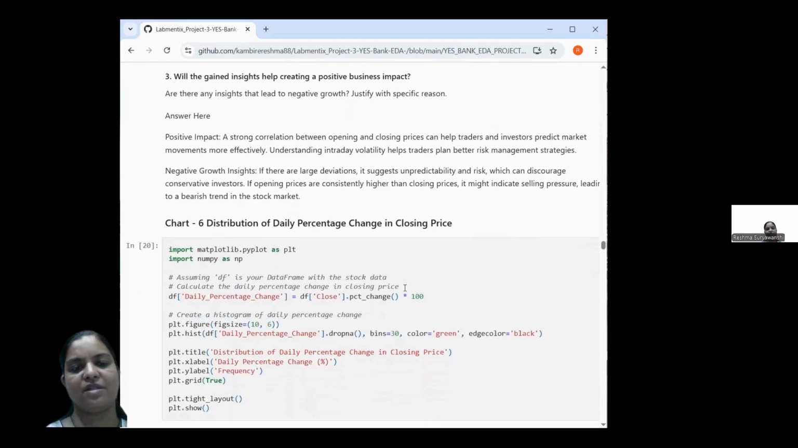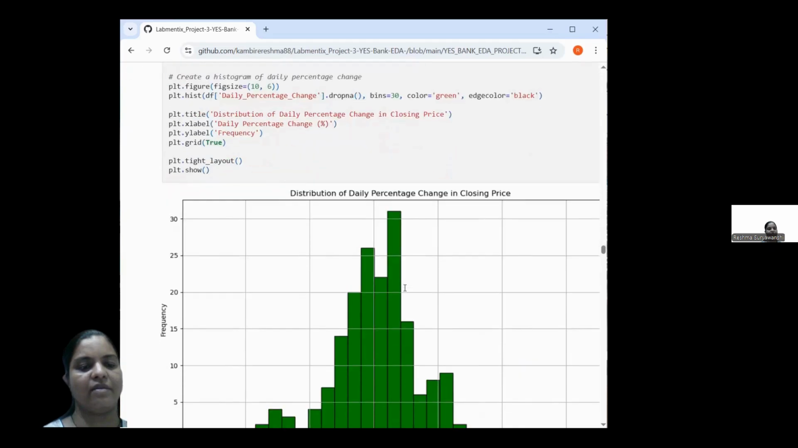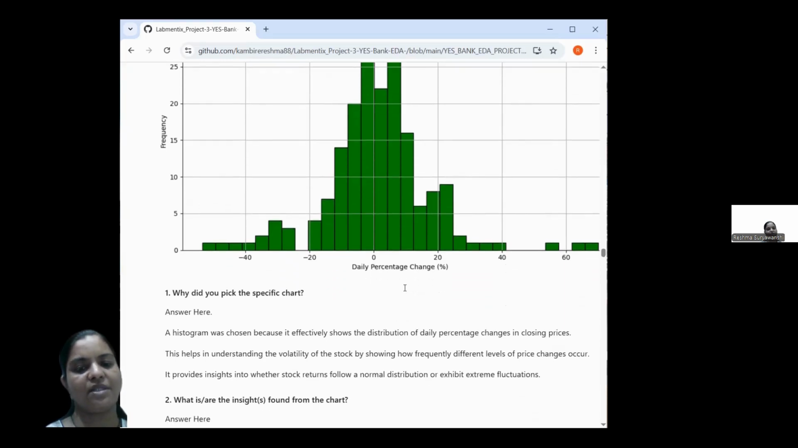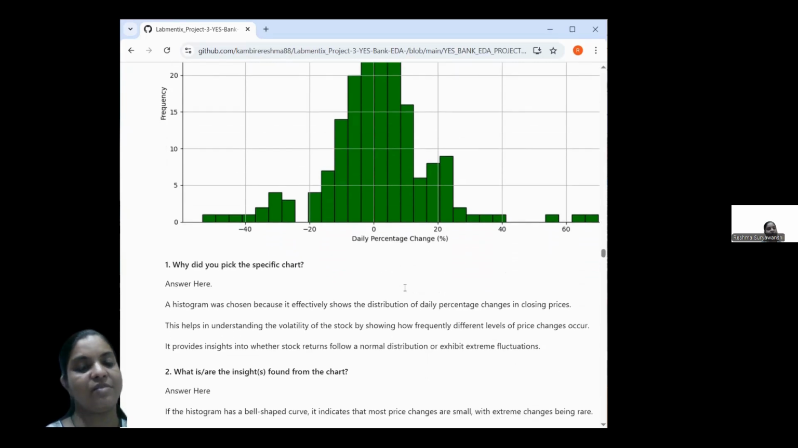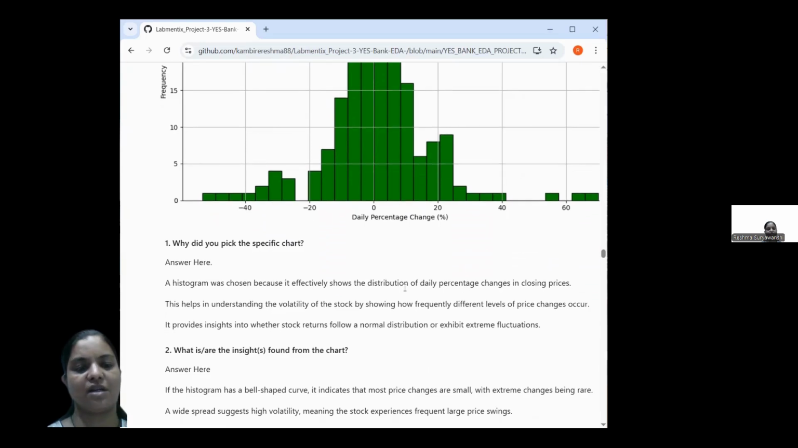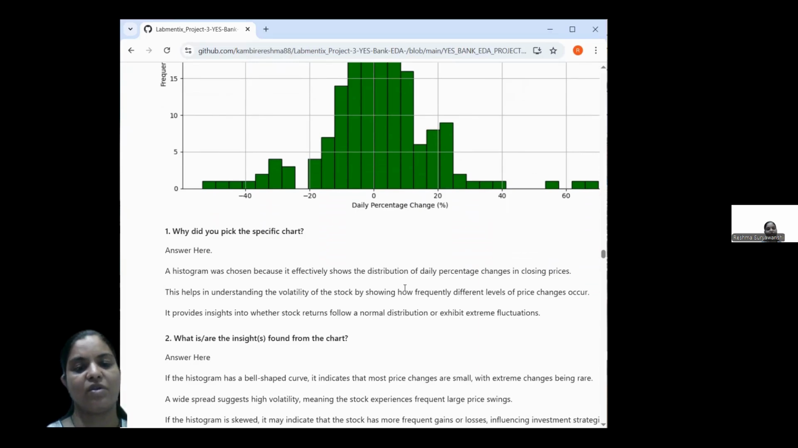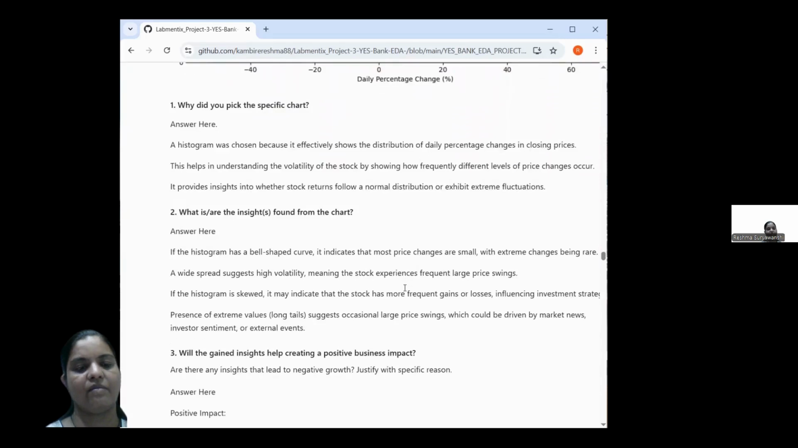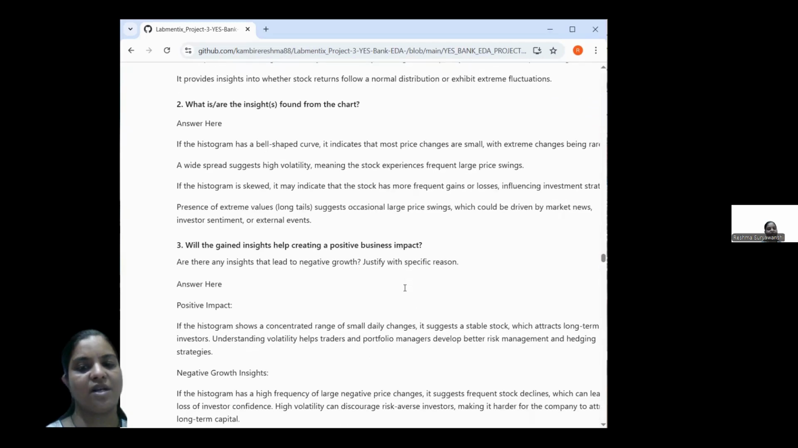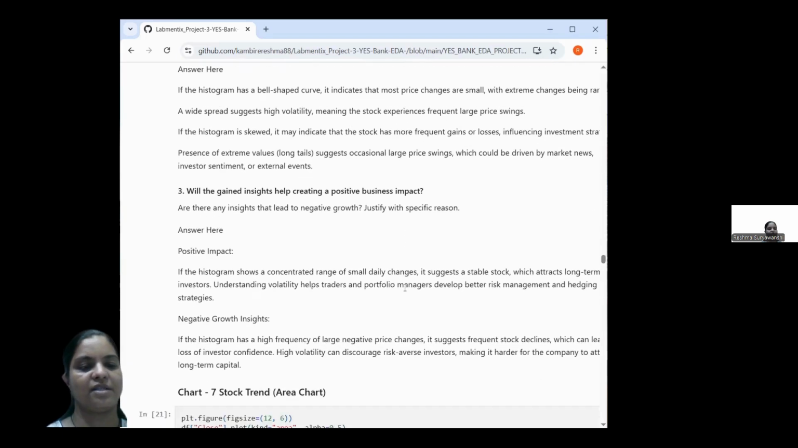Next is distribution of daily percentage change in closing price, where we use a histogram which effectively shows the distribution of daily percentage changes in closing price. This helps in understanding the volatility of the stock by showing how frequently different levels of price changes occurs. It provides insights into whether stock returns follow a normal distribution or exhibit extreme fluctuations. Here, if the histogram shows a concentrate range of small daily change, it suggests a stable stock, which attract long-term investors. Understanding volatility helps traders and portfolio managers develop better risk management and hedging strategies.